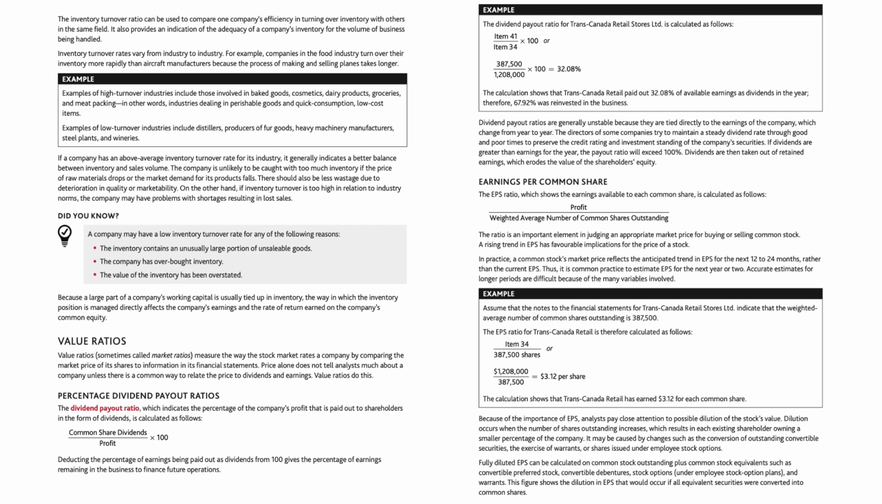Fully diluted EPS can be calculated on common stock outstanding plus common stock equivalents such as convertible preferred stock, convertible debentures, stock options under employee stock option plans, and warrants. This figure shows the dilution in EPS that would occur if all equivalent securities were converted into common shares.